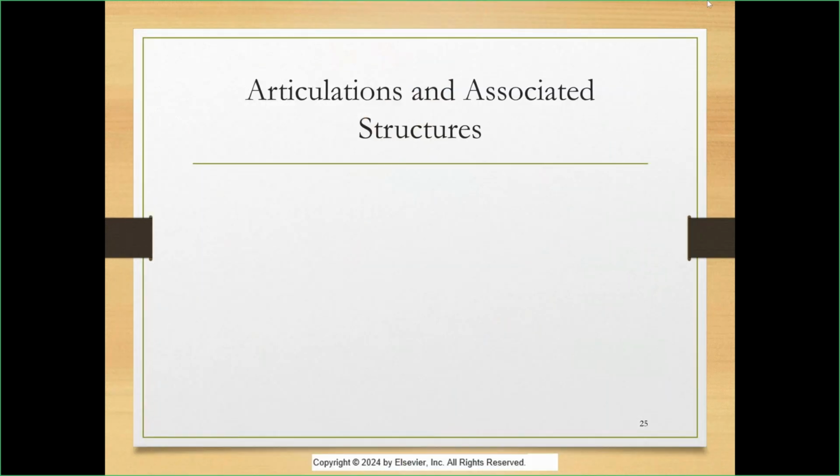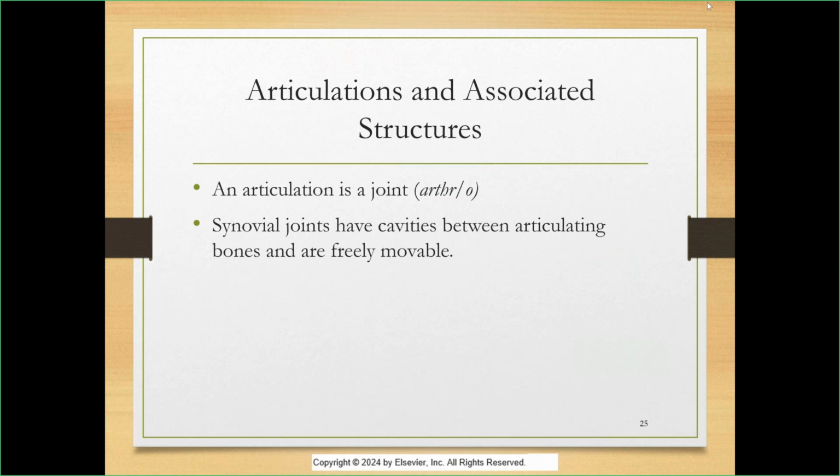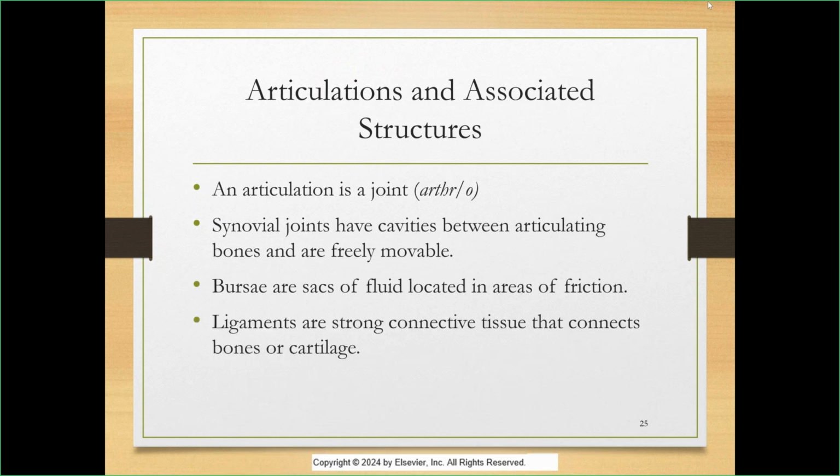Articulations and associated structures. An articulation is a joint. The combining form for joint, or articulation, is arthro. Synovial joints have cavities between articulating bones and are freely movable. Bursae are sacs of fluid located in areas of friction. Ligaments are strong connective tissue that connects bones or cartilage.